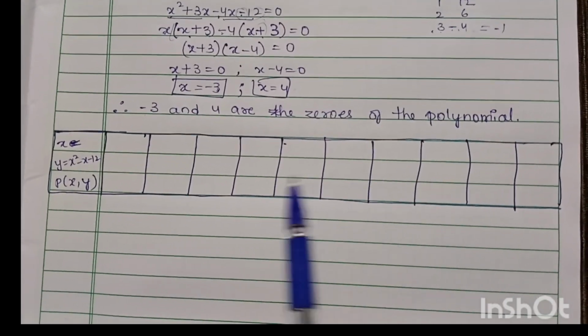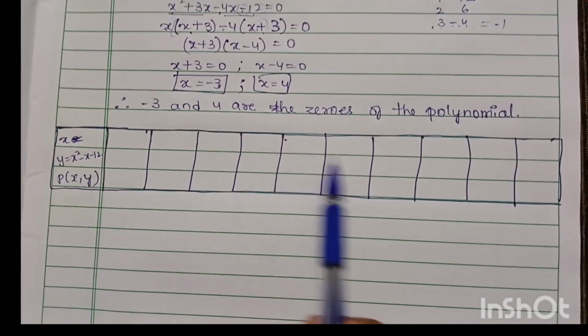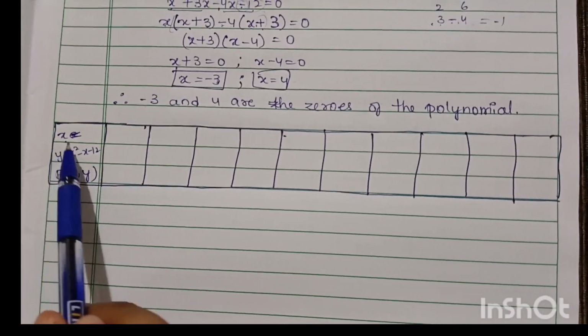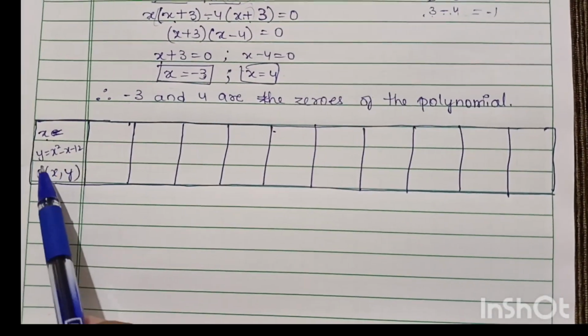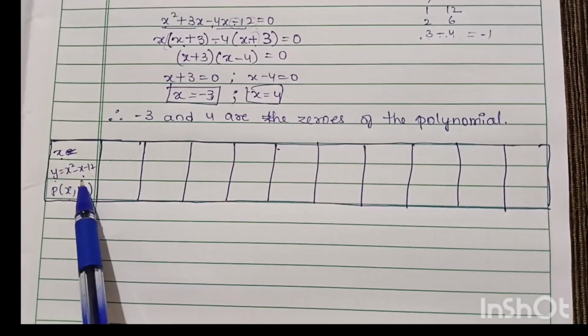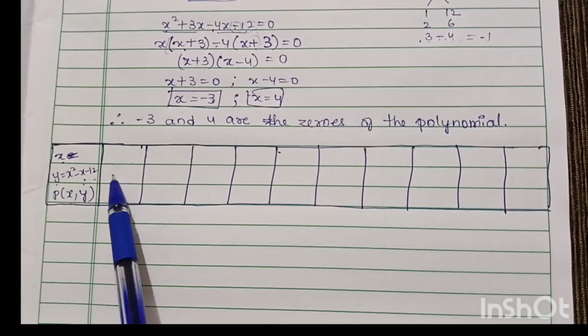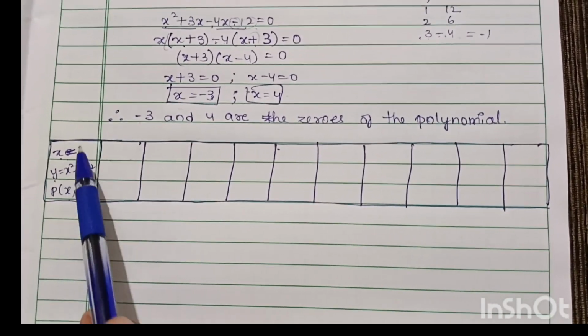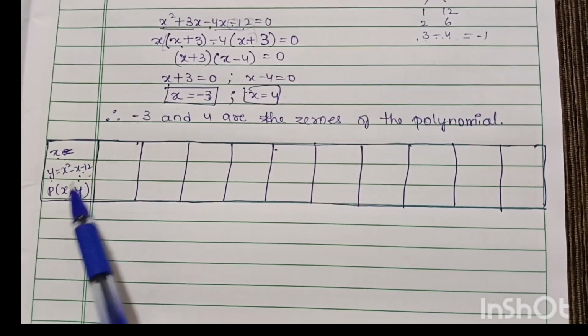So the next step is to draw a table. To draw a table like this, write first the x values, what we are taking as x, and y, what is the equation. We'll substitute that x value in the y equation and we'll get some values. By those x and y values we'll prepare the graph.